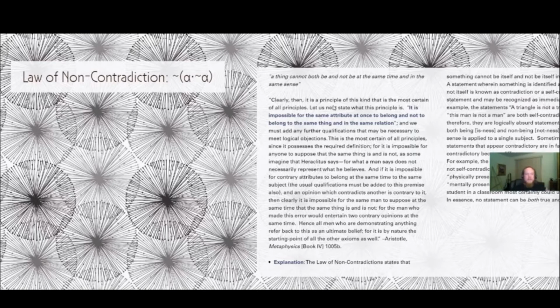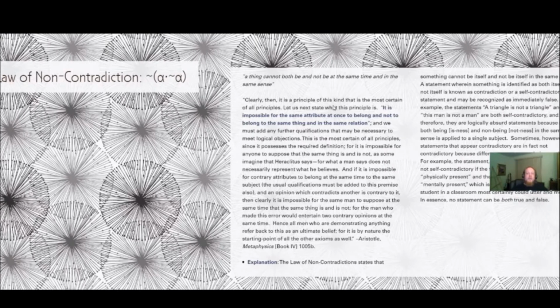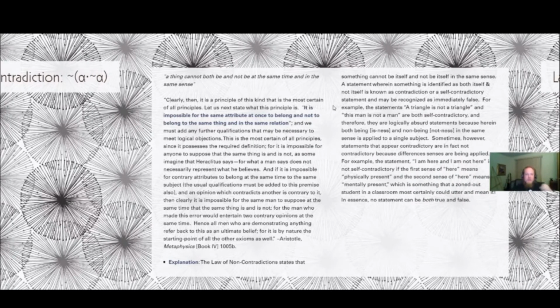That is to say, they should also be obvious if the law of identity is true. So the law of non-contradiction works this way. A thing cannot both be and not be at the same time and in the same sense. So I'm going to read a little bit of this from Aristotle here, not the whole quotation, but that way you can see the context of where it's coming from.